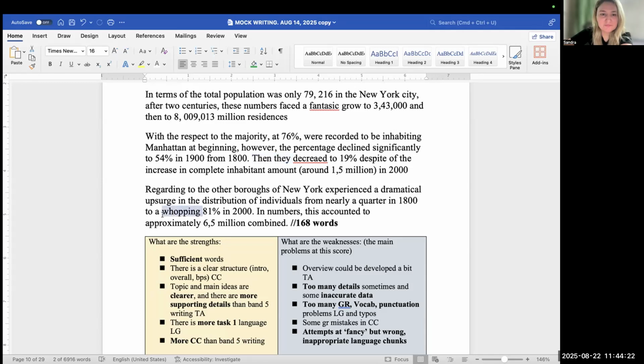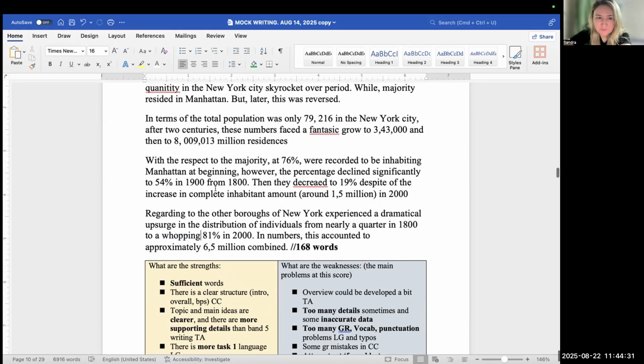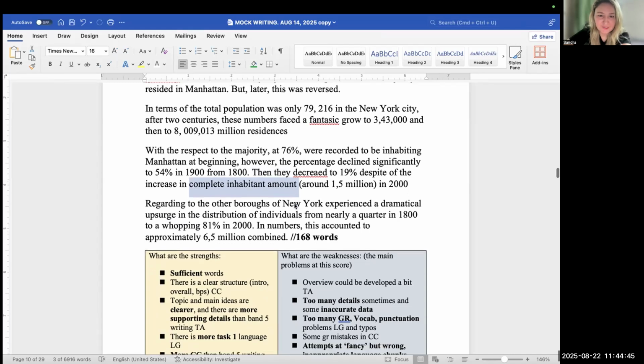"Whipping," kind of interesting vocabulary word choice here in this context for this level of writing, but actually a bit of an informal word to use. "Complete inhabitant amount." I mean, this is just unacceptable, really. We understand what the author wants to say, right? Like total population numbers, but you got it.